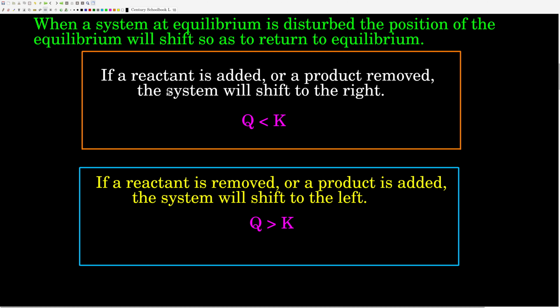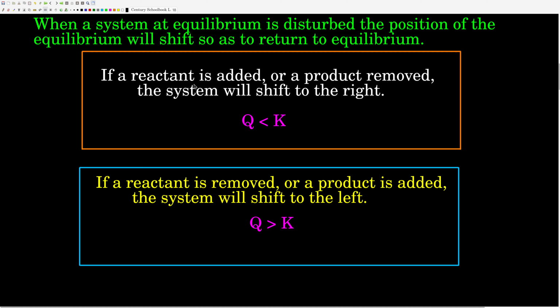If you were disturbing the system at equilibrium by adding a reactant or product or removing a reactant or product at this point. There's other ways to do it, which we'll talk about. So Le Chatelier's principle says that if a reactant is added or a product is removed, the system will shift to the right. We saw this before. This just says that Q is less than K.